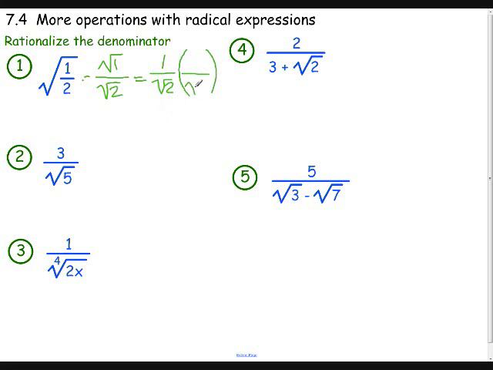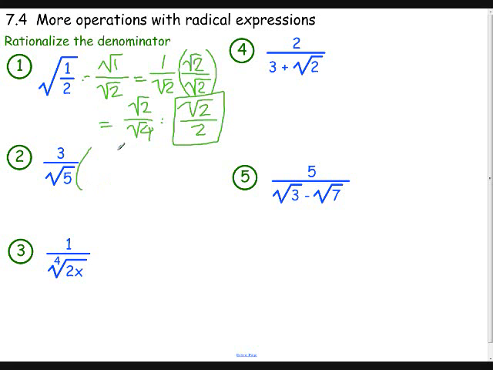We can do it by multiplying it by itself. And in order not to change the value of the fraction overall, we convert this into a fancy one. And it becomes the square root of 2 over the square root of 4, which is equal to the square root of 2 over 2. That would be our answer.